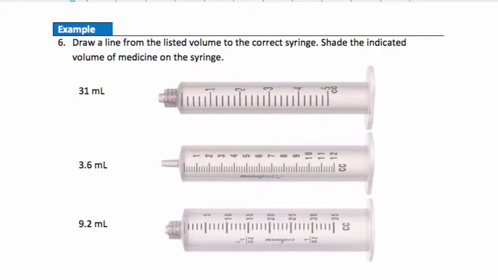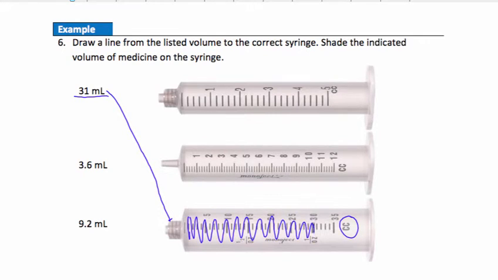Example 6. Draw a line from the listed volume and match it to the correct syringe. Once we get it matched, go ahead and shade the indicated volume of medicine on the syringe. So let's take a look. We got three different volumes here. 31 milliliters. Well, that's only going to work on this 35 milliliter syringe. You know, it says 35 cc's on the end, but remember a cc is the same thing as a milliliter. So I want to shade 31 milliliters on that. So basically I'd shade this thing right up to there.